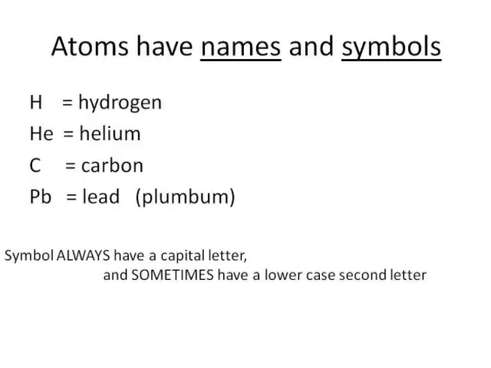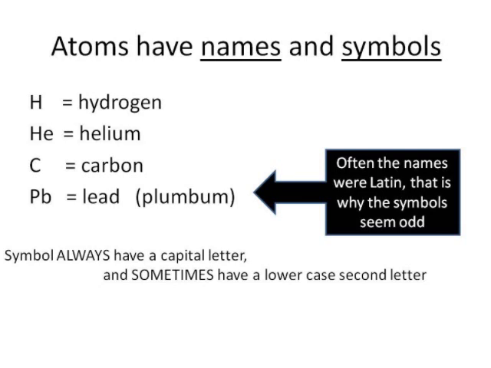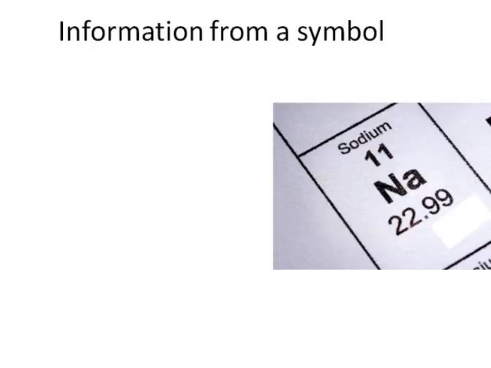The atoms all have names and symbols. Most of them are fairly easy to remember. I'll give you some examples here. However, there are a few that are derived from Latin names, and that makes it a little bit tricky to remember them. For example, plumbum gives us the word for plumbing, and it's based on the Latin word for lead. And natrium is the Latin for sodium. So the initials for the symbol for sodium is Na. Always a capital letter, and if it has a second letter, that's in lowercase.